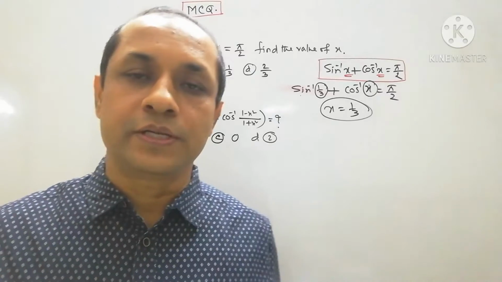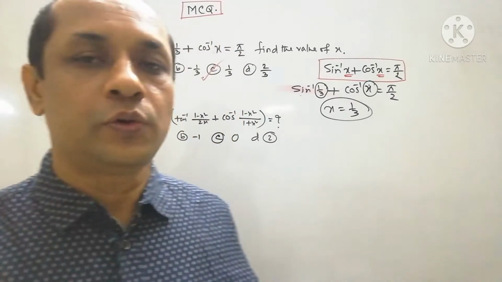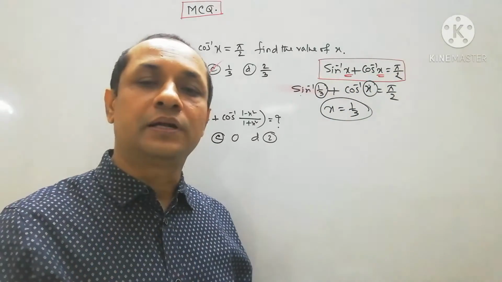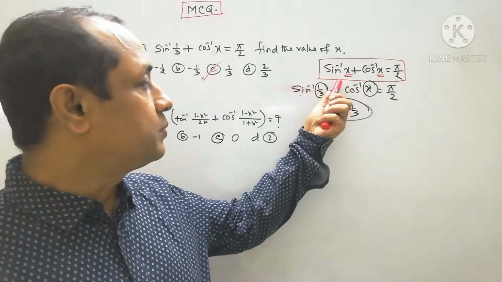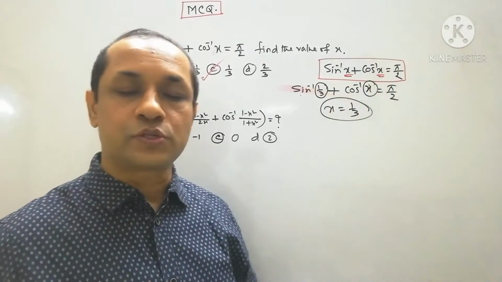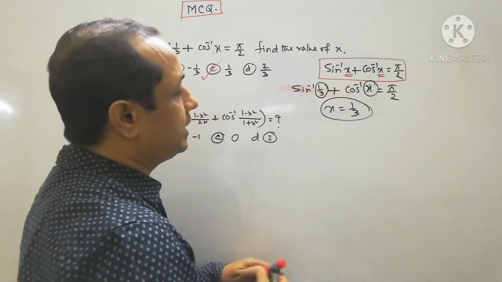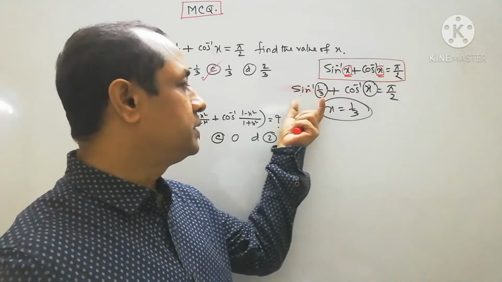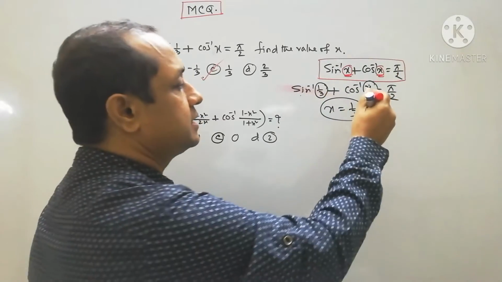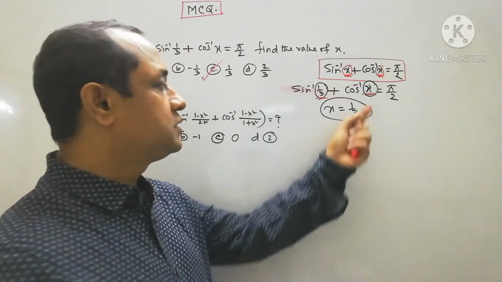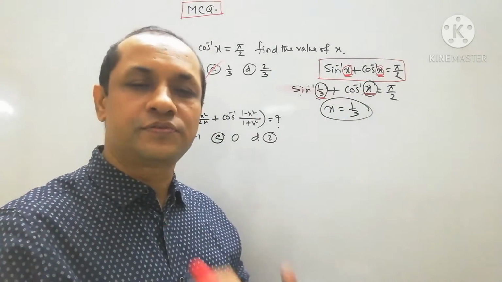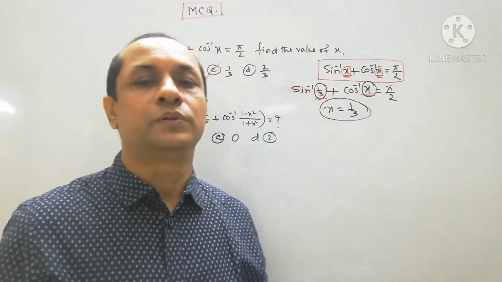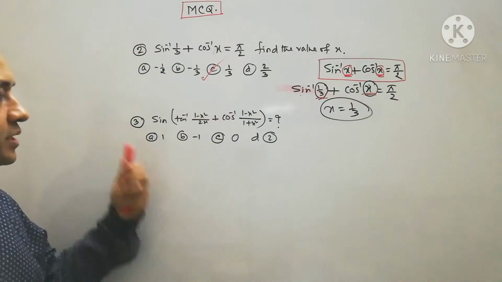Now students, memorize it. The formula you have learned in previous classes: sin inverse x plus cos inverse x equals pi by 2. So here the angle x and this angle are equal. Here sin inverse 1/3 and cos inverse x are equal, so x equals 1/3. It is a very simple question. So the answer will be 1/3.